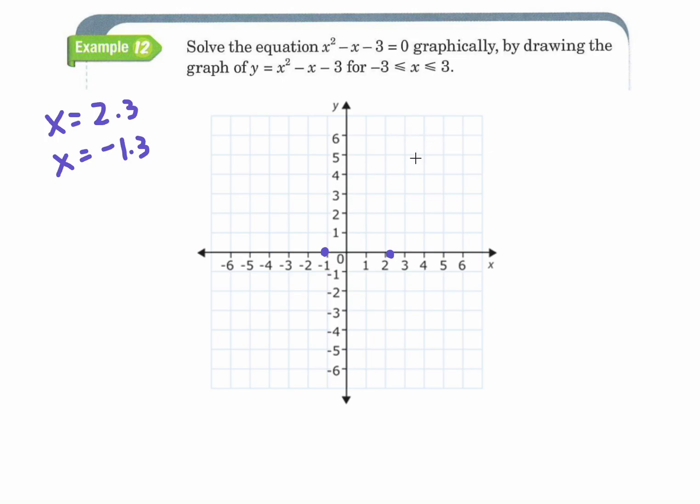Now I need to figure out the vertex, because this could be either opening downwards, or it could be opening upwards. Most likely it's going to be opening upwards because I don't see a negative value here. If you remember, that a value had to be negative for it to be opening downwards. So I'm predicting a parabola that opens like this, upwards.